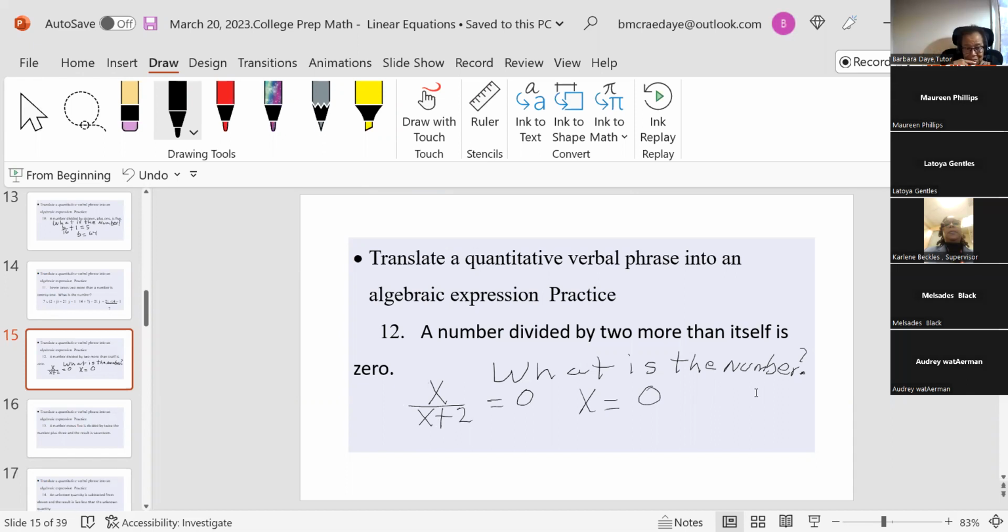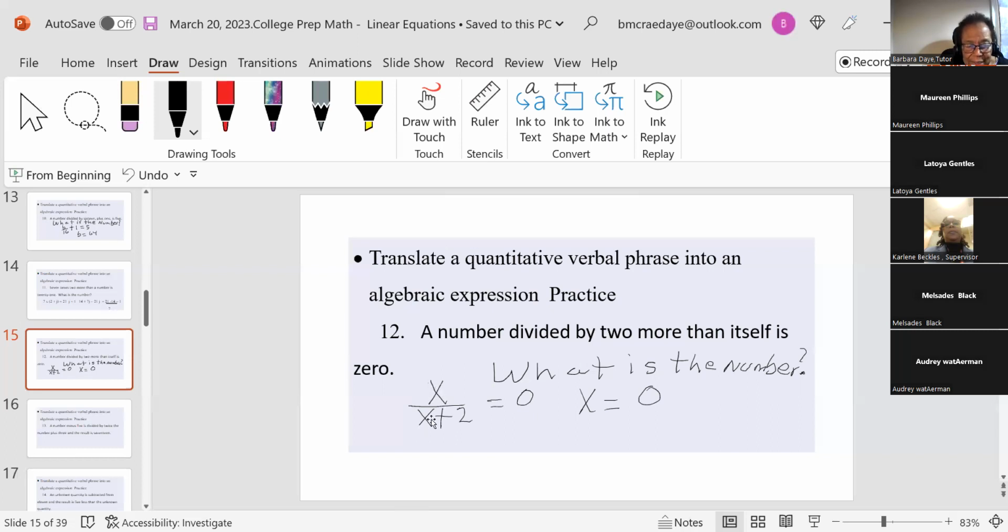Questions? This is the odd one, miss. What's wrong, Mercedes? It's odd to understand why I say X divided by 2 more than itself, Audrey. 2 more than itself. That means the number you pick is the same for the itself. So that would be X over 2.